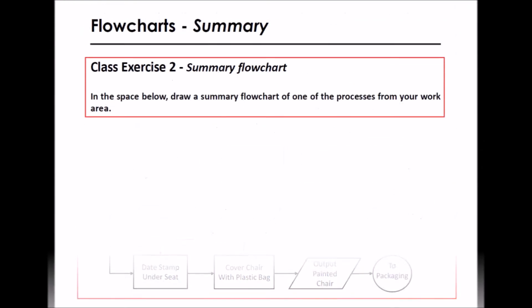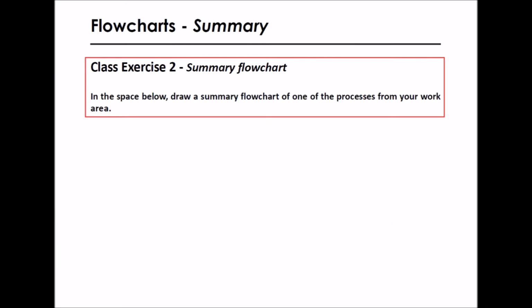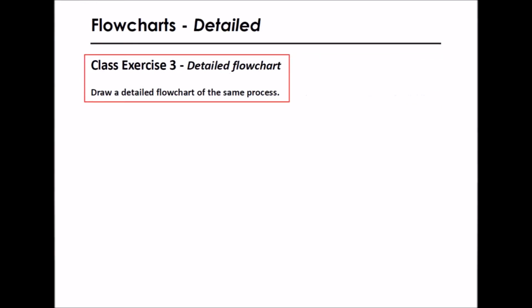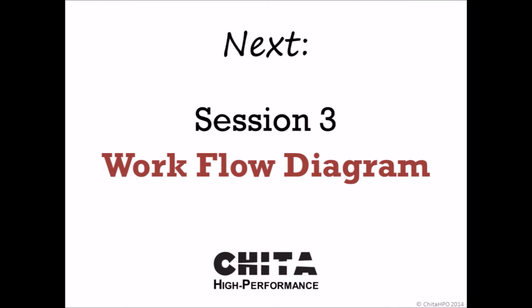For Class Exercise 2, the operators take one of the processes listed in Exercise 1 and draw a summary flowchart of the process. For Exercise 3, the operators draw a detailed flowchart of the same process. In our next session, we will draw a workflow diagram of a work cell.